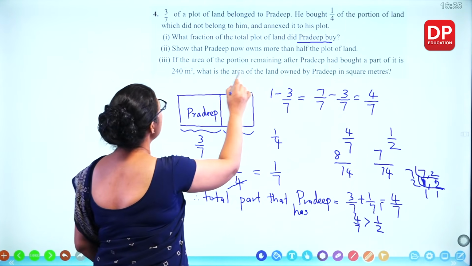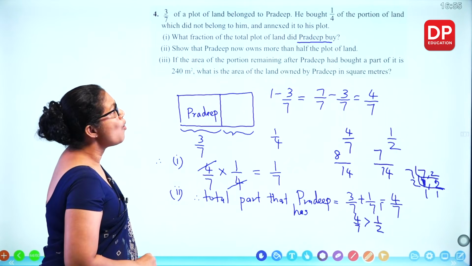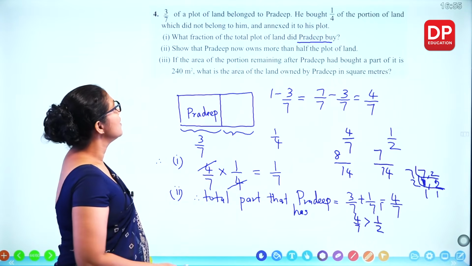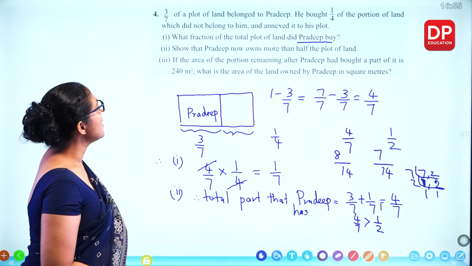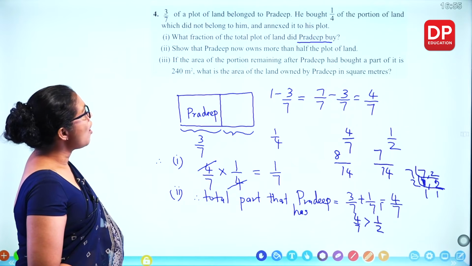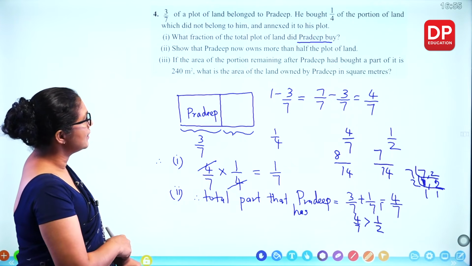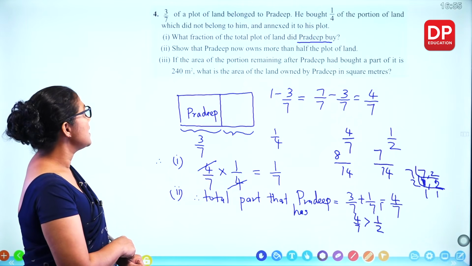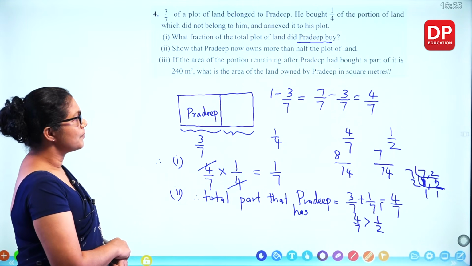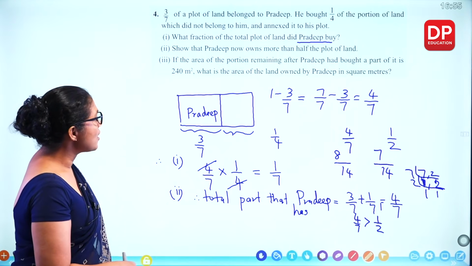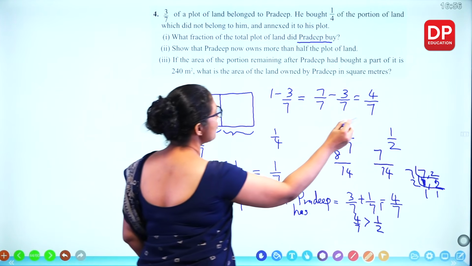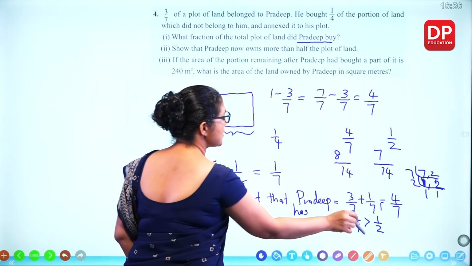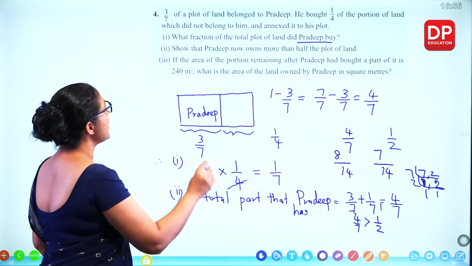So what can you say now? Show that Pradeep now owns more than half. So this is more than half. Now we'll move to the third part. It says, if the area of the portion remaining after Pradeep had bought a part of it is 240. Now Pradeep bought altogether, what's the total part? 4/7.